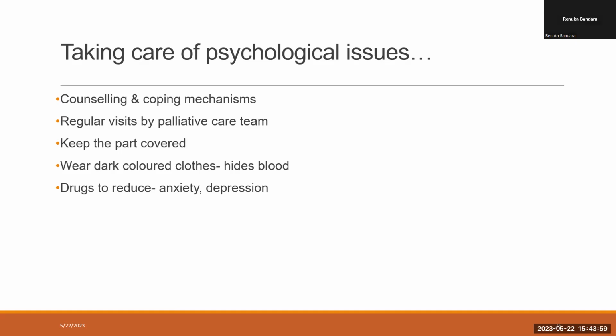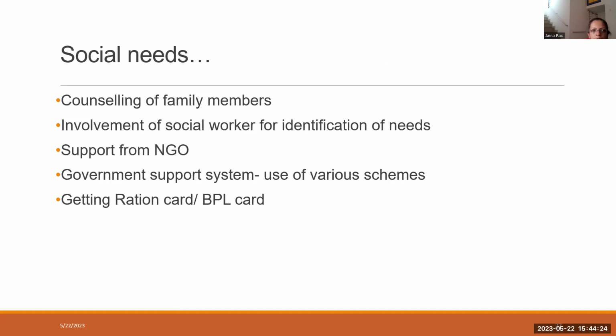Okay, fine. So other psychological issues we discussed, counseling should be done, how to cope, use coping mechanisms, distraction, right? So how to go about it as nurses, we should know, so that we can deal with patient's anxiety very well. Social issues, counseling again is very important. Social worker can also be involved, right? Support from NGOs can be taken.